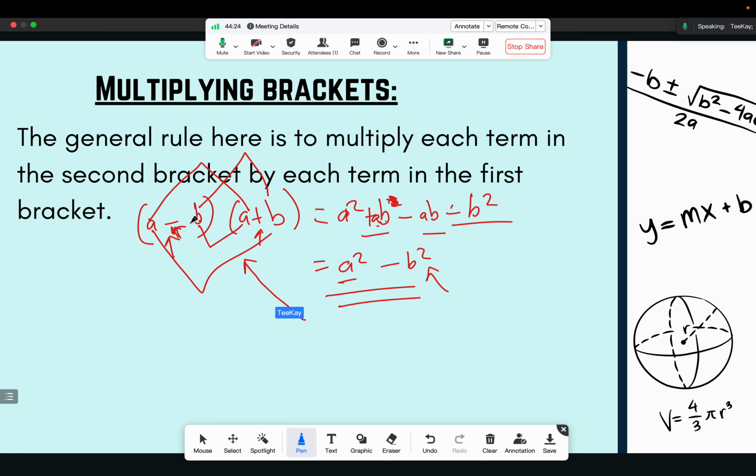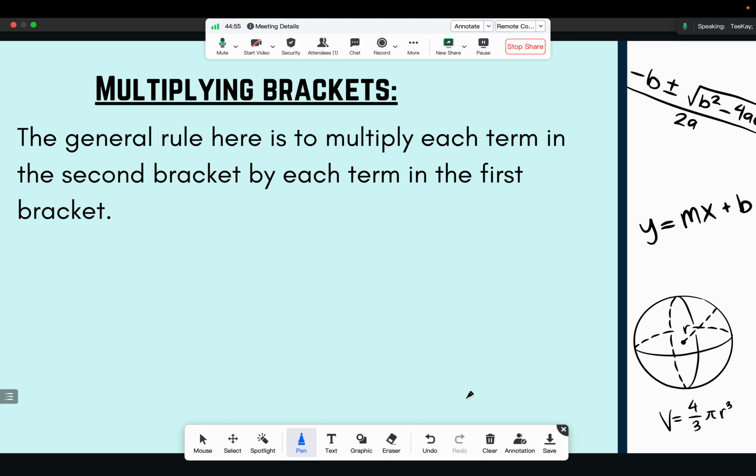We have two brackets with the same values a and b. They will be the same, but the difference will be the sign. So we have a minus b multiplied by a plus b. So those will be like that. This is called the difference of two squares. So now keep in mind all the equations we talked about before. You will see that we can use them anywhere.